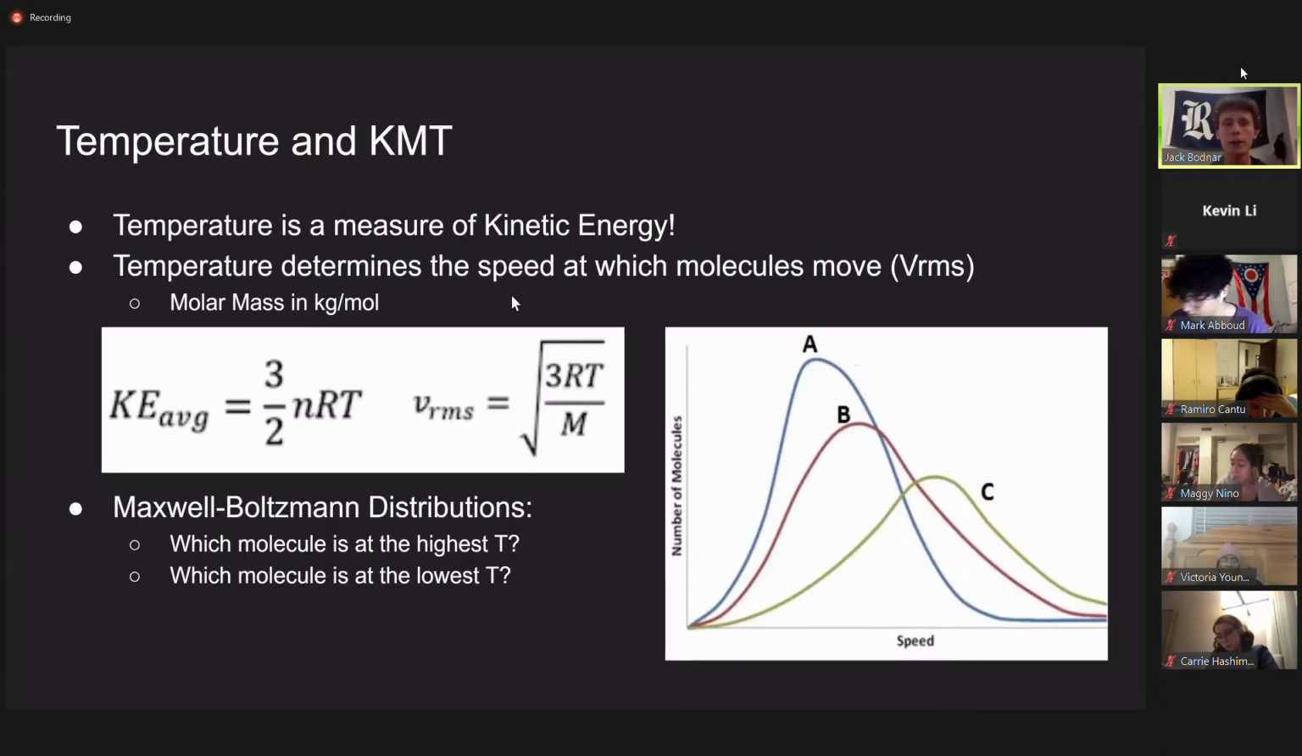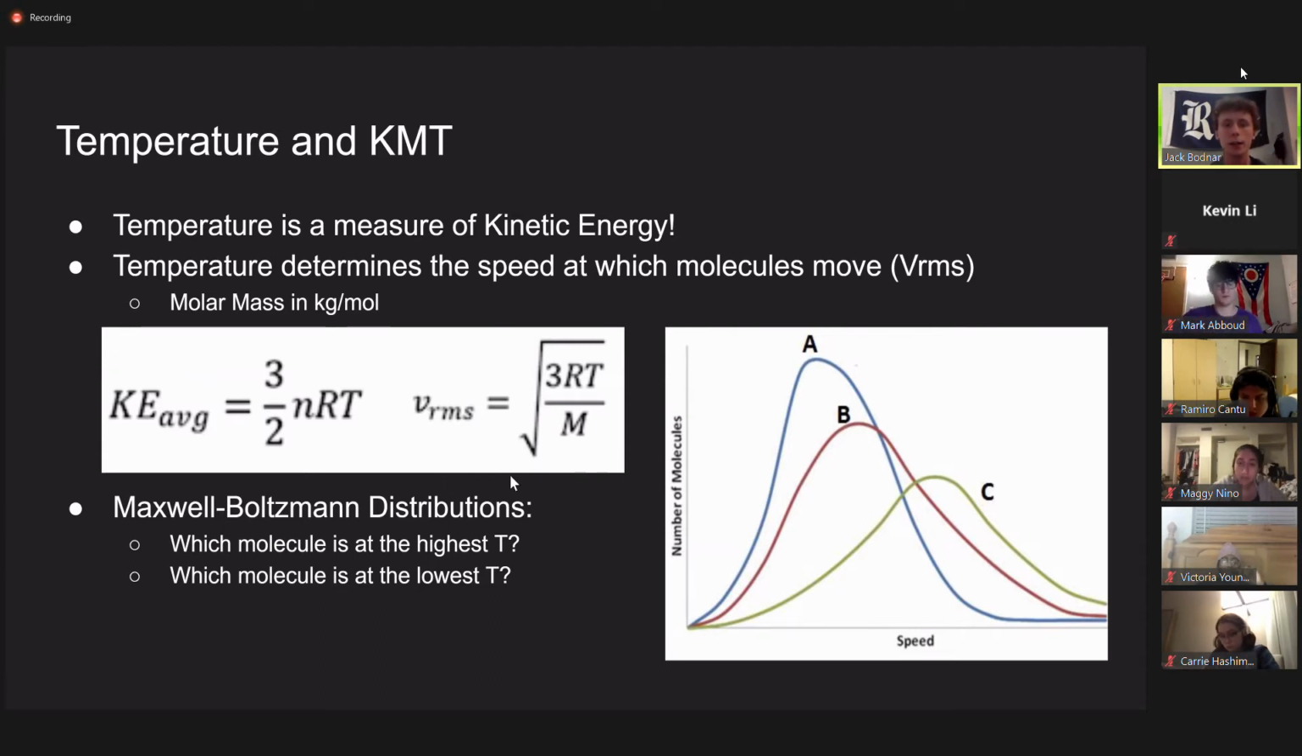Then we talked about temperature involved in the kinetic molecular theory. And we said that temperature is actually a measure of kinetic energy and can determine the speed at which molecules move, which is called our root mean squared speed. Here are 2 of our equations. So this is the average kinetic energy, which is also equal to 1/2 mv squared. And then we see that our VRMS is equal to this equation. One thing to note when using this equation is that molar mass is in kilograms per mole, not grams per mole. Be sure you convert properly, otherwise you will get the wrong answer.